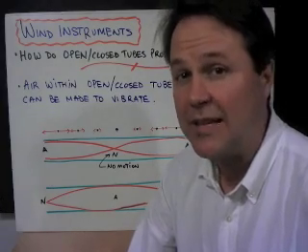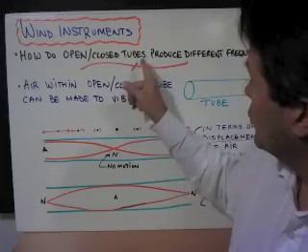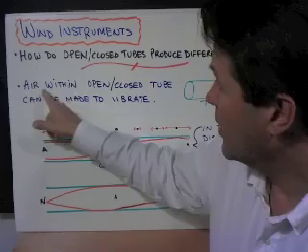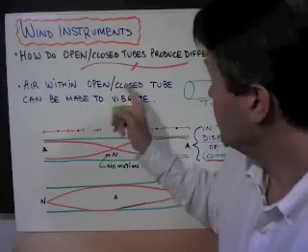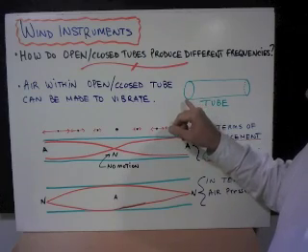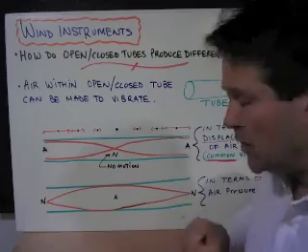So let's have a look at wind instruments. How do opened or closed tubes produce different frequencies? Now, air within an open or a closed tube can be made to vibrate. So when I'm talking about an open tube, both ends are said to be open.